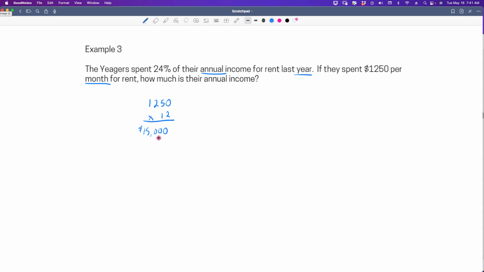So if this was their rent for the year, we can put that into our percent times base is equal to our number. So our percent we know is 24%. We will put that in decimal form. That's 0.24. The annual income is what we don't know. That's our base. And the number they spent on their rent was $15,000. So now we can actually divide by the percent value. We know what that is, 0.24. So we're going to divide this by 0.24, and that's going to give us our base, which is their annual income.